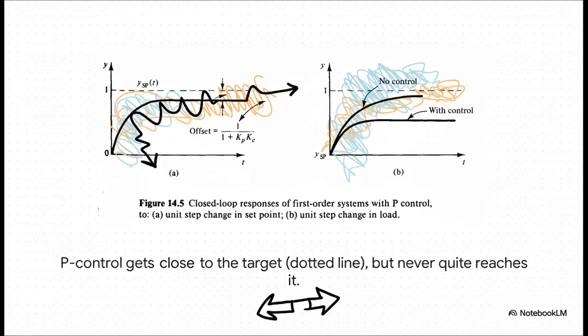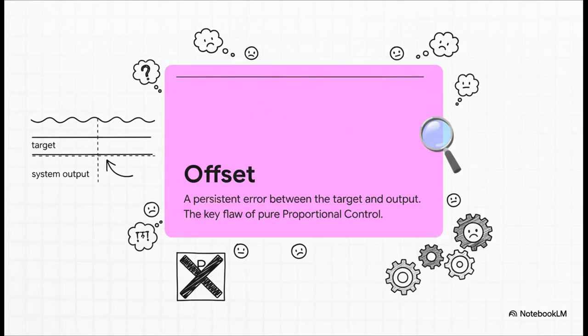Now, don't get bogged down by all the numbers on this chart. Just focus on two things, the solid line and the dotted line. That dotted line, that's our target. The solid line is what our car is actually doing. And do you see it? See how it gets super, super close, but it never quite touches the target? That permanent gap right there, that's the problem. And that gap, it actually has a name. It's called offset. It's a persistent, steady-state error, and it is the single biggest Achilles heel of using only proportional control.